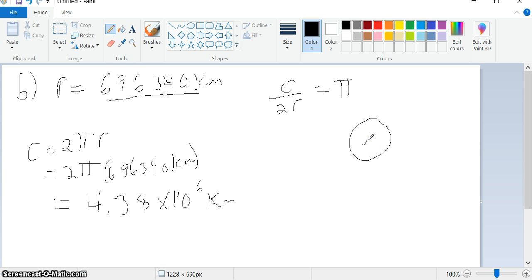And if you have a circle, just to remind ourselves, some basic geometry here. If you have any circle at all, and you go from the center to the edge, that's called the radius. There's a relationship: the circumference divided by the diameter, which is 2 times the radius, is always equal to a constant that we call pi. So we can figure out the circumference. It's just 2 pi times the radius at the equator. You get approximately 4.4 million kilometers, or 4.38 times 10 to the 6 kilometers.